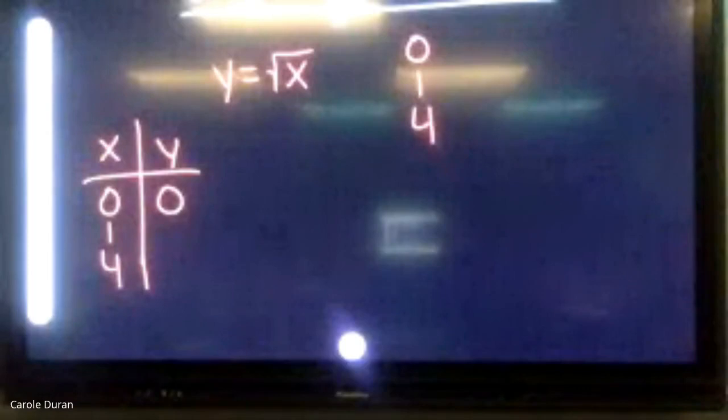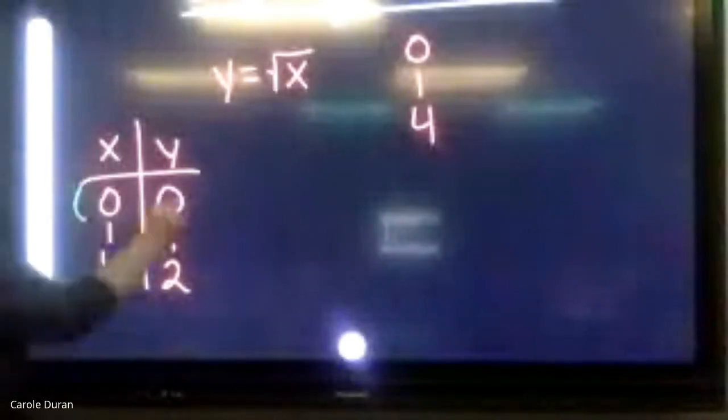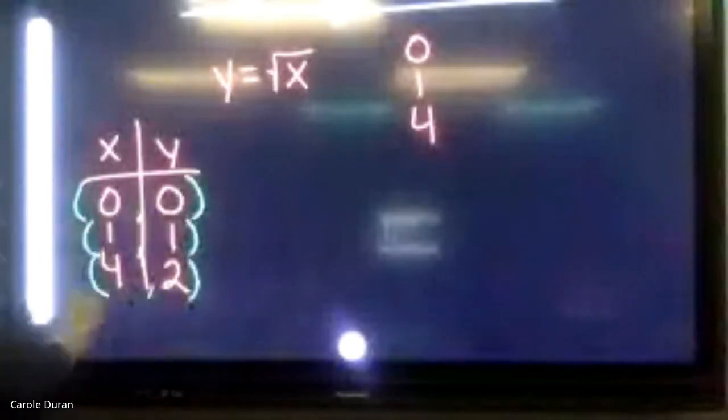What happens if I plug 1 in? 1. Square root of 1 is 1. What about 4? 2, because the square root of 4 is 2. Any questions about how I got 0, 1, and 2? So then I graph these like the coordinate pairs that they are. I only need 3 points on my coordinate plane in order to graph this function.